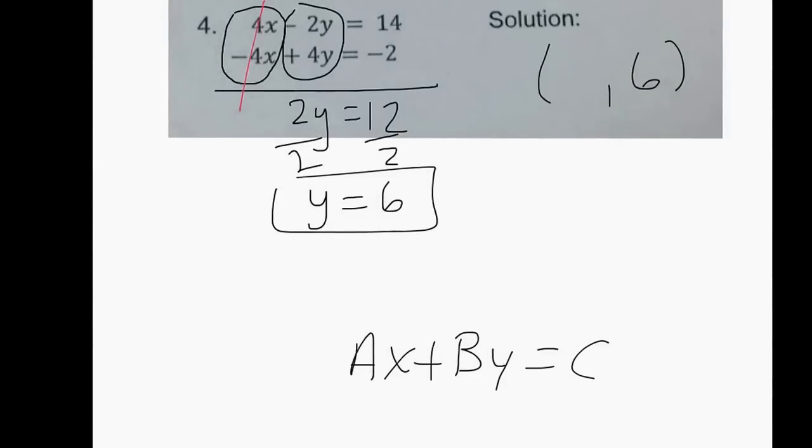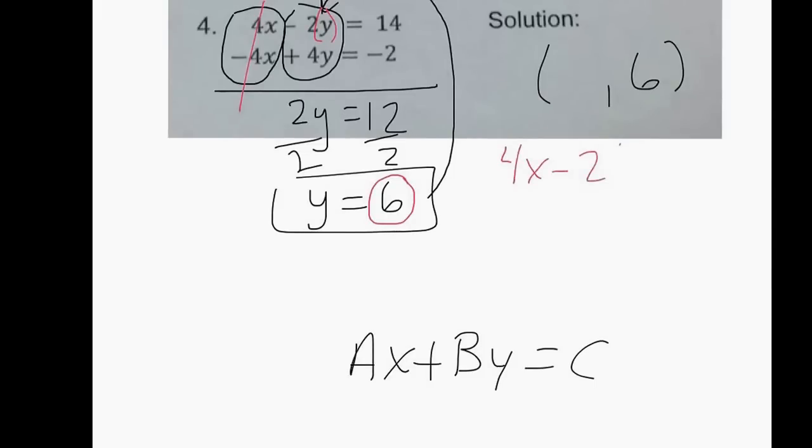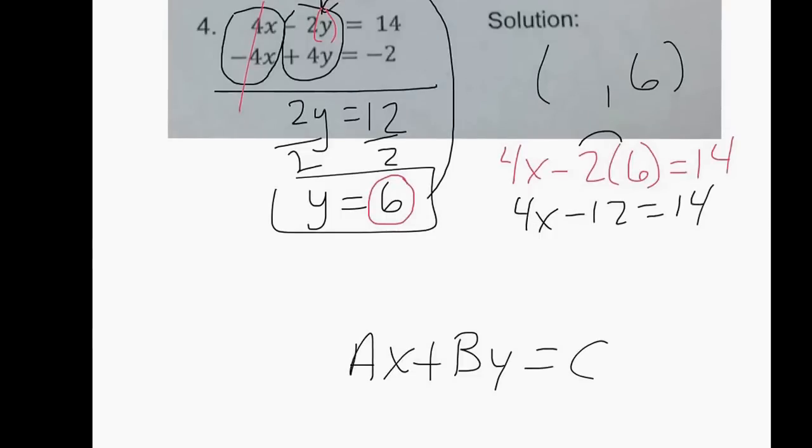Then you have to take that and plug it back in to either one of the equations. I'm going to plug it in to the top one. Then it becomes substitution. We're going to substitute 6 in for y. So y is coming out of the game. 4x minus 2, y comes out of the game, 6 goes in its place, equals 14. And now we're going to solve. So we have a single rainbow here. That's 4x. Negative 2 times 6 is negative 12, equals 14.